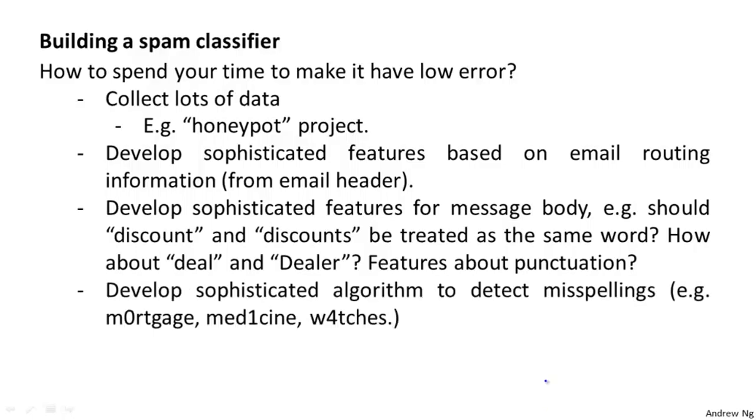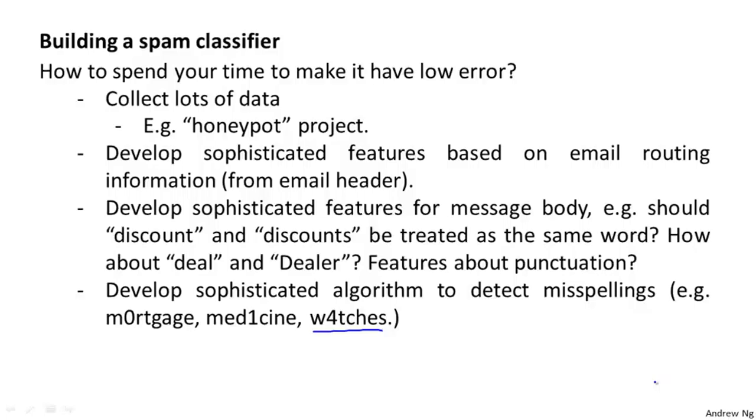And along the same lines, maybe we also want to develop more sophisticated algorithms to detect and maybe to correct deliberate misspellings like the mortgage, medicine, watches. Because spammers actually do this, because if you have watches with a 4 in there, then, well, with the simple technique that we talked about just now, the spam classifier might not equate this as the same thing as the word watches, and so it may have a harder time realizing that something is spam with these deliberate misspellings, and this is why spammers do it.